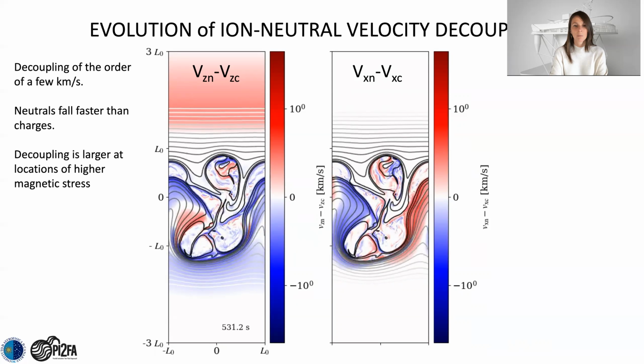And we see that the decoupling velocities are larger at the locations where high magnetic stress is present, here, where the magnetic fields are compressed.